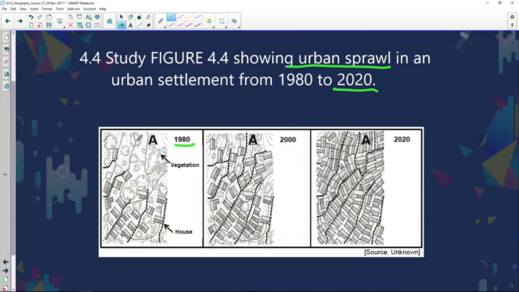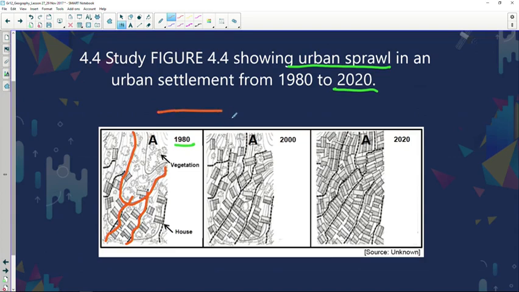And we're busy looking at 4.4, discussing urban sprawl. Now, if you look at 1980, you can see that the streets were planned. You can see the roads and the boundaries and the houses being planned and built according to the streets and the gradient and the routes, and obviously where the vegetation is.